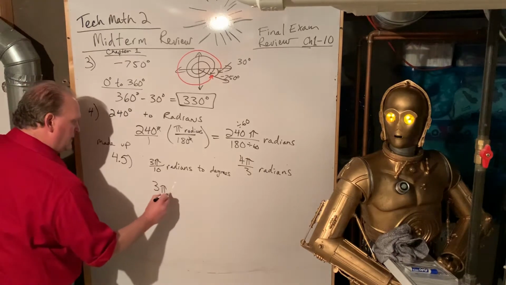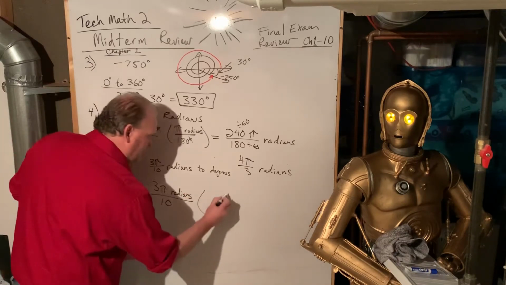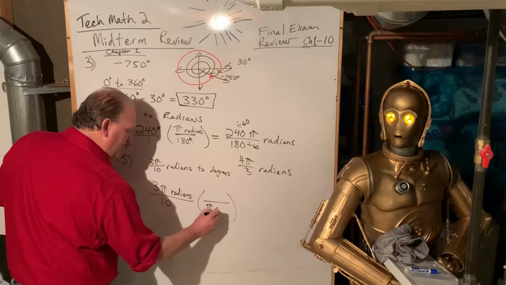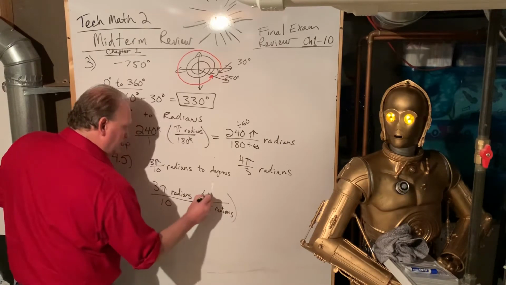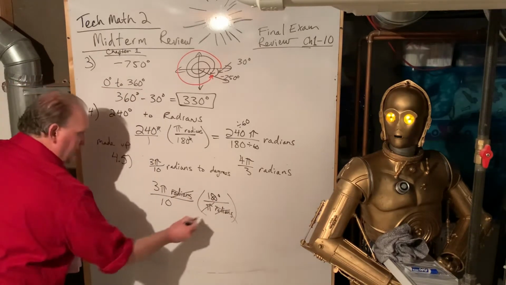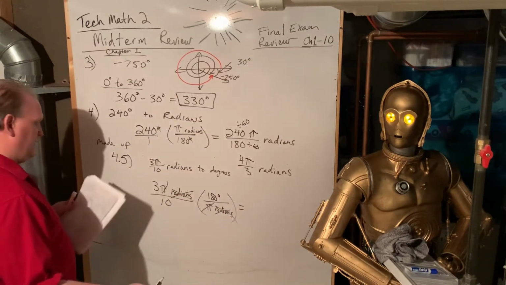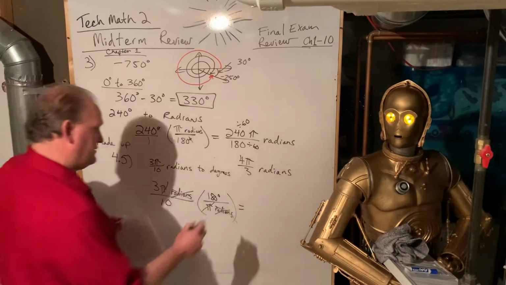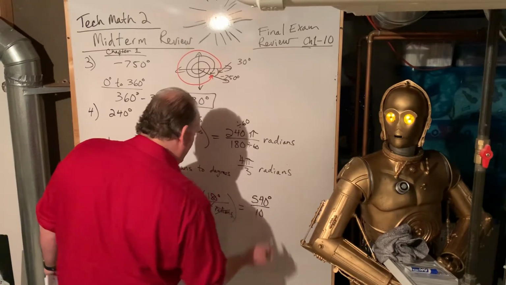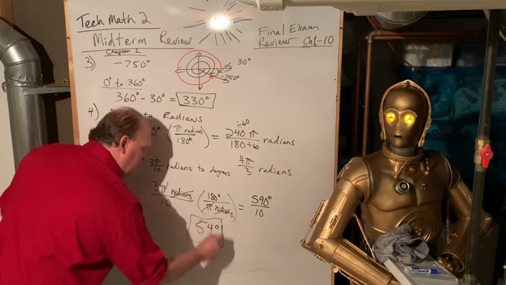So 3 pi radians over 10. And we want to multiply that again by a fancy one, but this time we're going to put pi radians on the bottom. So it cancels. And 180 degrees on the top. So we're left with the degrees. The radians will go away. The pi's will actually go away. And so we're left with, what is that, 540 degrees over 10. And so we can definitely reduce that to 54 degrees. All right.